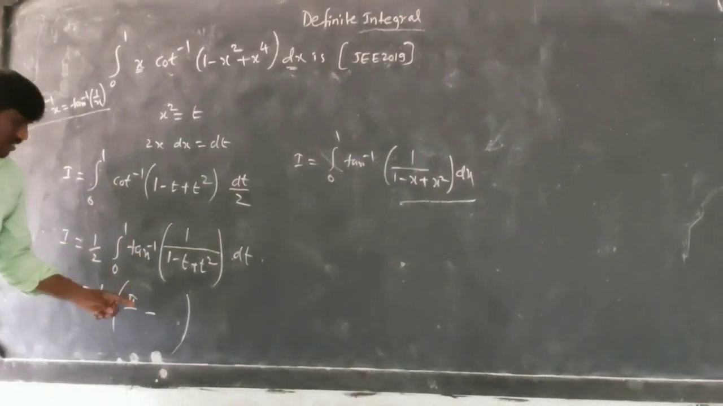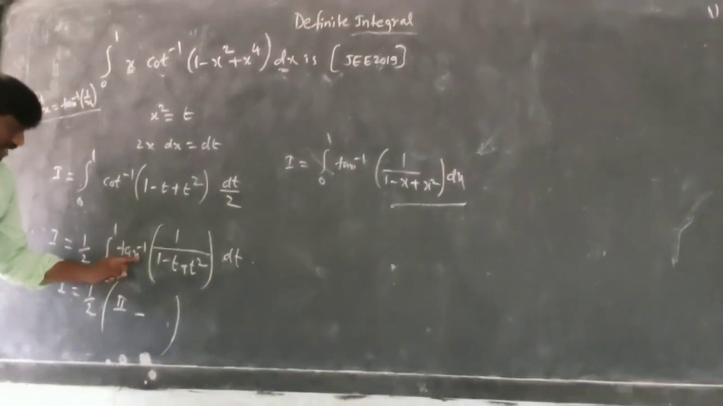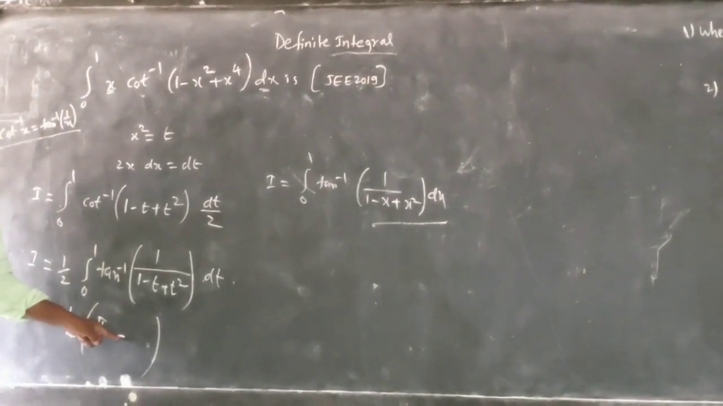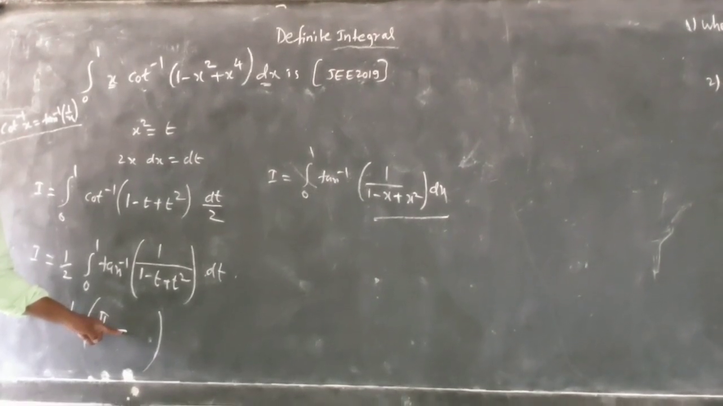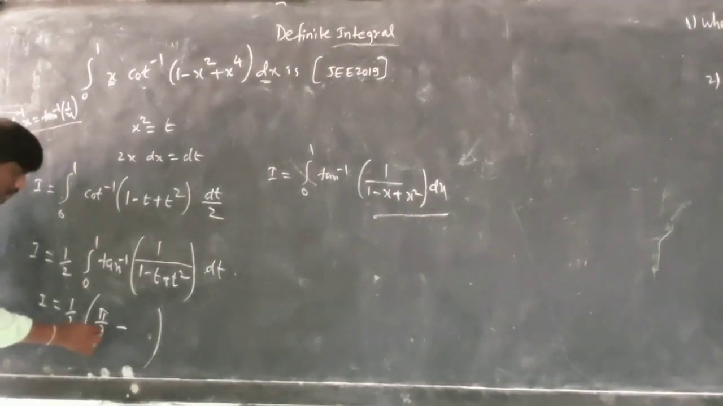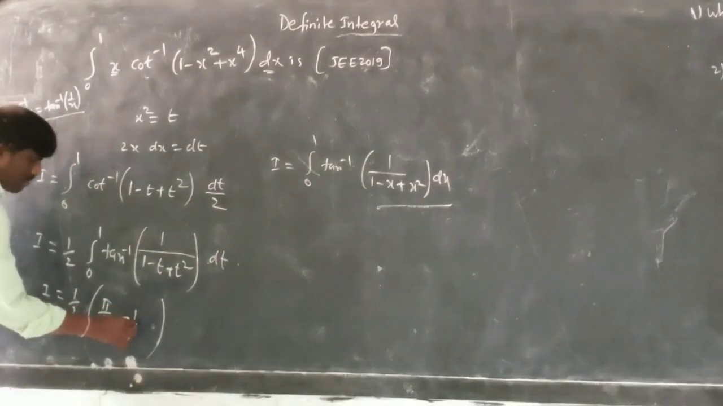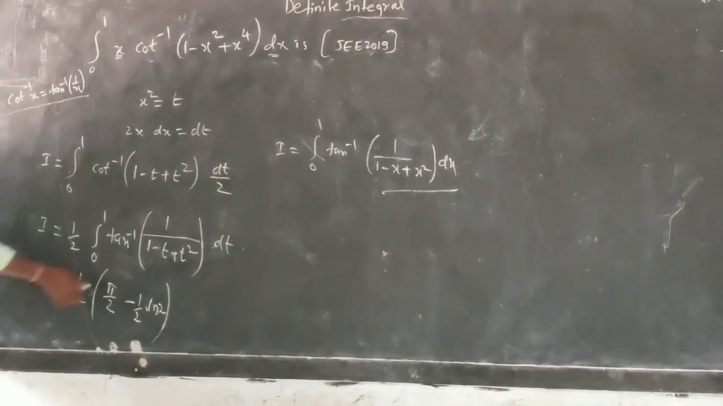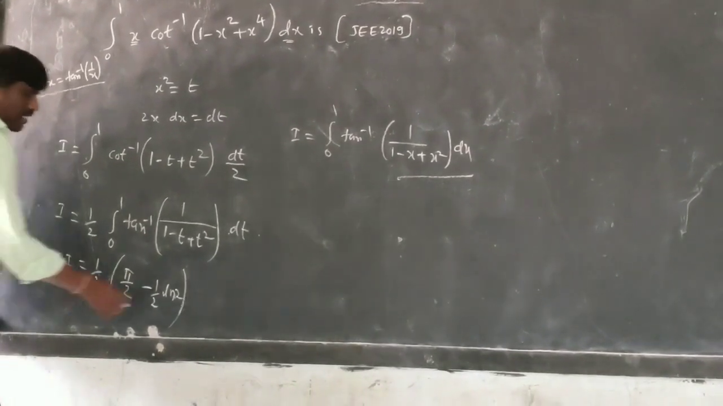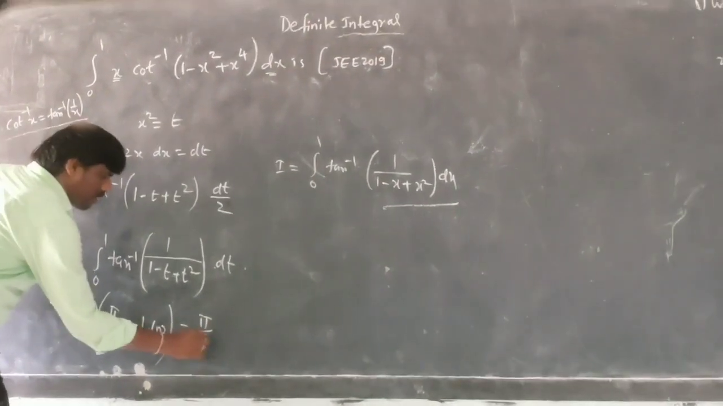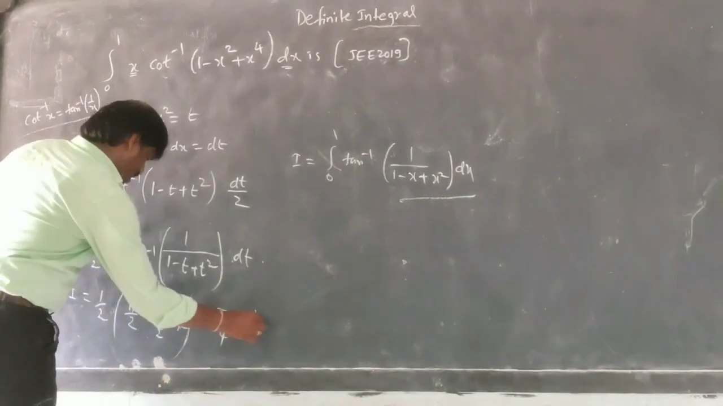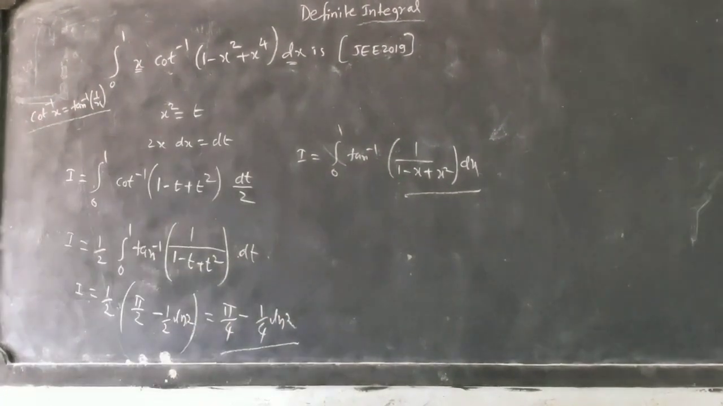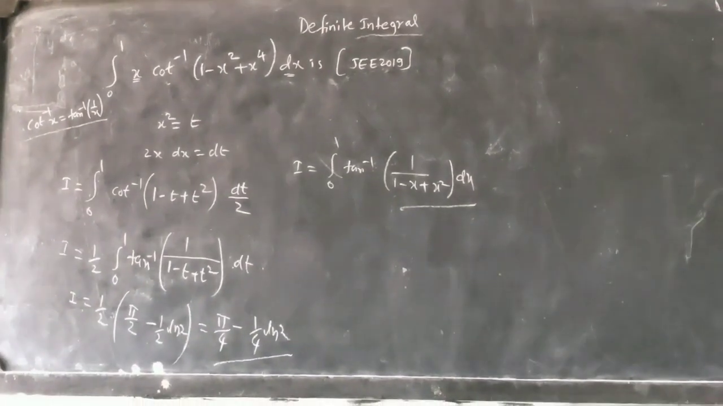Hope you understand. The previous question I just explained, you substitute that answer here. I think you got pi by 2 minus 1 by 2 ln 2. I remember this one, maybe I may be wrong, but you just substitute that. If you multiply by 1 by 2, what do we get here? Pi by 4 minus 1 by 4 ln 2 is your answer. This is the answer of 2019. Hope you understand. Let us go for the next question.